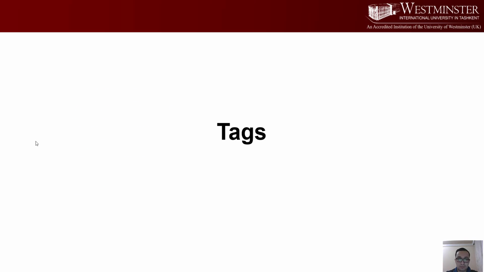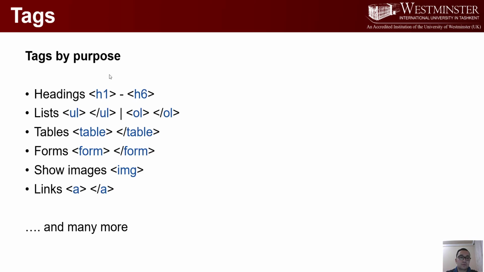Now let's explore tags. When HTML was created, developers, professionals of HTML, had an idea of having more meaningful, more purposeful tags for each type of situation. For example, whenever you want to write some heading, some big text, some important text in your HTML, you can use H1 to H6 tags. Whenever you want to have lists, you can use UL and OL tags, which stand for unordered and ordered lists. For tables, it may be quite obvious, you can use the table tag. For forms, you have the form tag, and to show images, you will use the IMG tag.